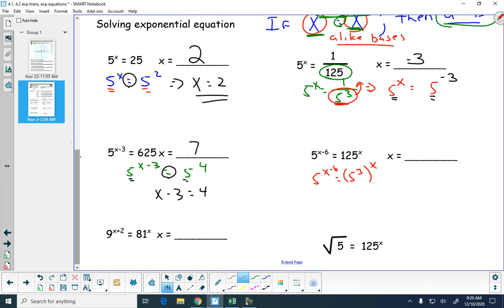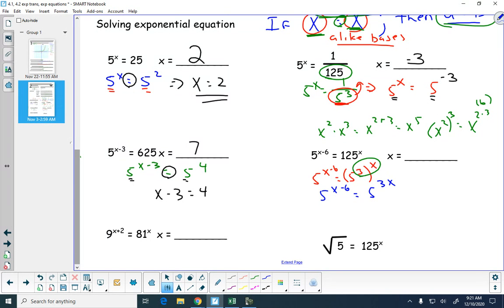We have a power to a power. When we have an exponent to an exponent, what do we have to do with our two exponents here? Do you remember? Do you add them? No, we don't add them. If I add x squared times x cubed, that would give us x to the 2 plus 3, which is x to the 5th. But when we have x squared cubed, what do we do? Multiply them. So this would give us x to the 6th power. So we're going to multiply here. So we have 5 to the x minus 6 is equal to 5 to the 3x power.